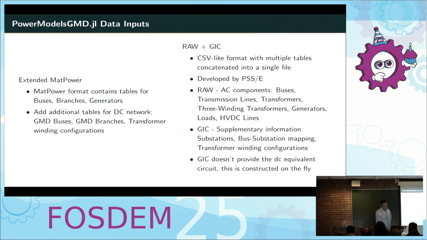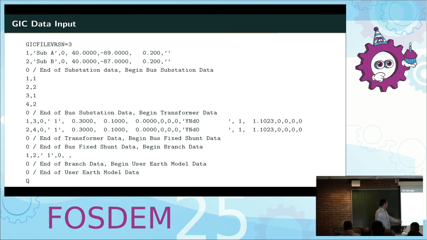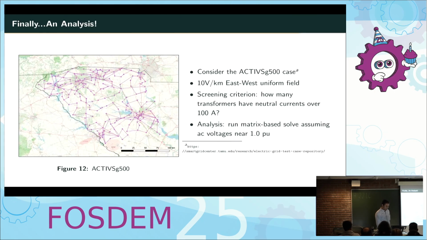What do we need in order to solve this problem? There's some additional information that's needed besides our usual AC input. This includes substation locations, transformer winding configurations, and bus substation mappings. We were originally using a custom file format, although we've now moved to a semi-standard file format that's been developed under PSS/E and is supported under other software packages. So what does this look like? Basically, it's a CSV-ish format, which is relatively easy to parse.